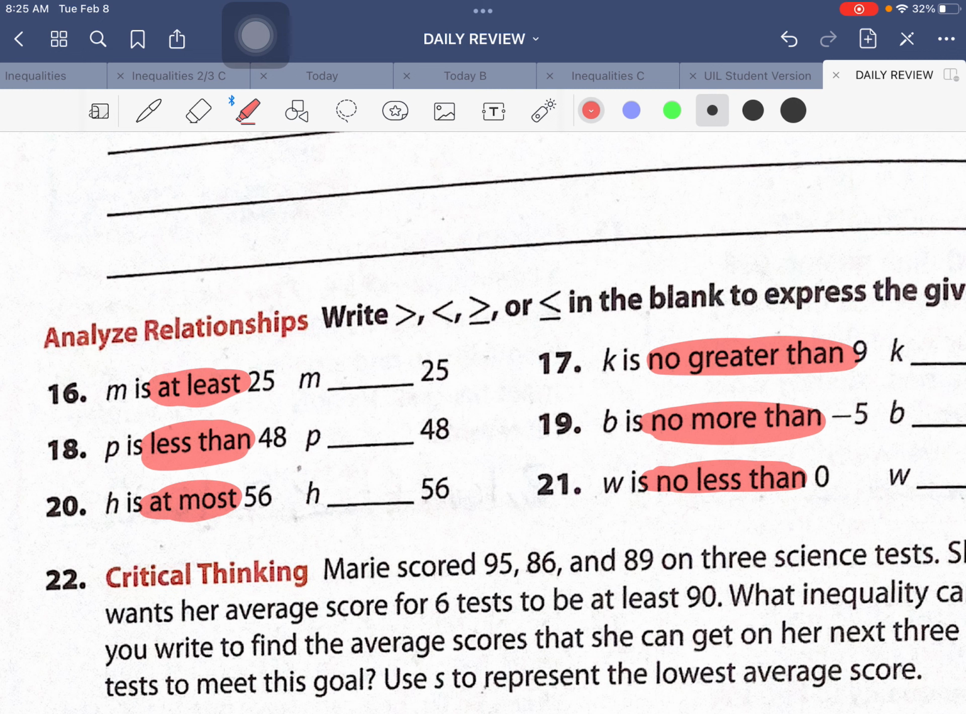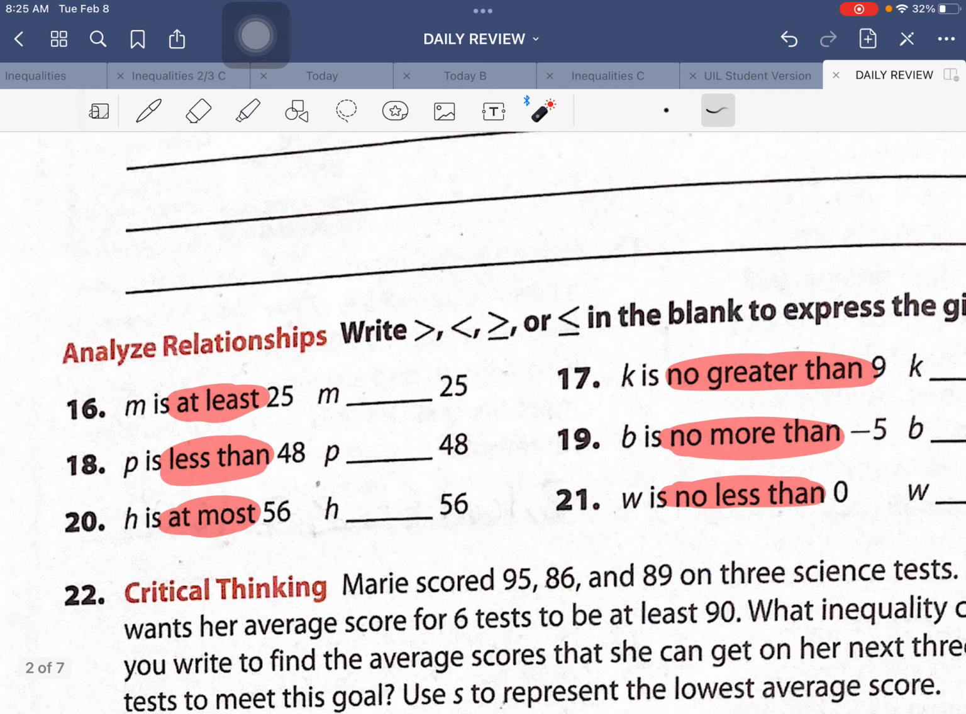Here we go. Now it's no greater than, no more than, and no less than. As I mentioned before, all you're gonna write is either... what are these symbols? What are these called?